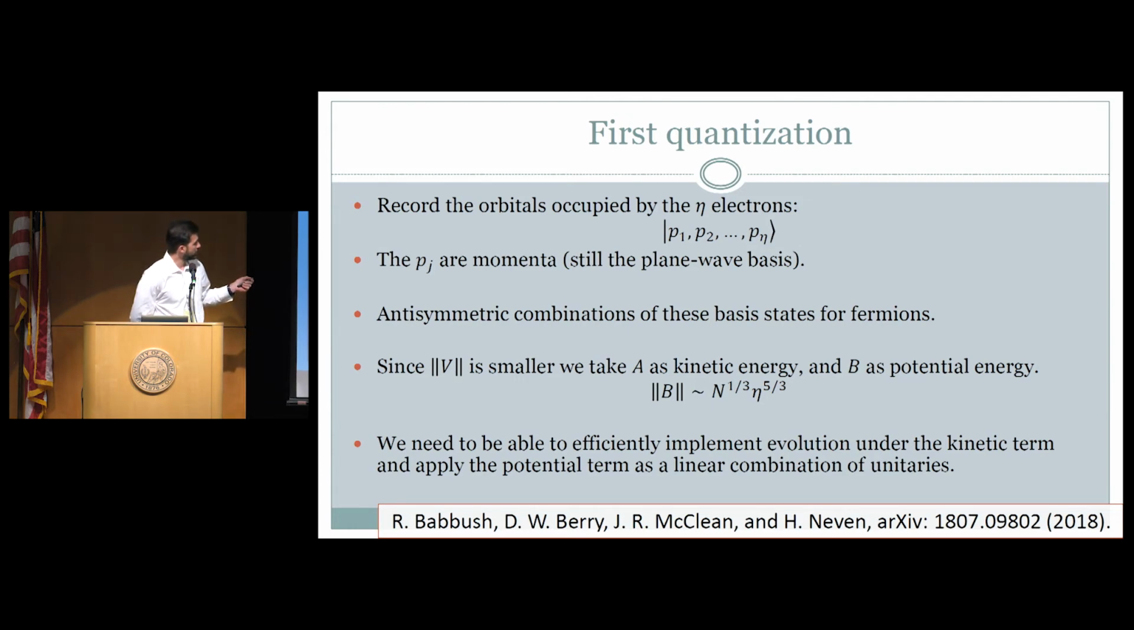Now, when you're using that representation, we're having this B, which is the thing that we're implementing using a linear combination of unitaries, now being the potential term, and then that has this n to the 1/3 scaling. And that will turn out to be the dominant contributor to the complexity. But to look at how the overall algorithm works, you have to take into account how you do these evolutions under A, which is now the kinetic energy, and how you do these linear combination of unitaries applications of the B.